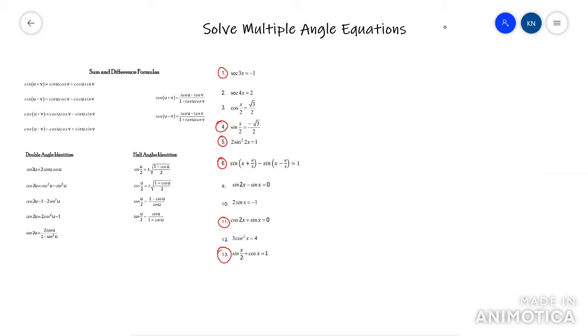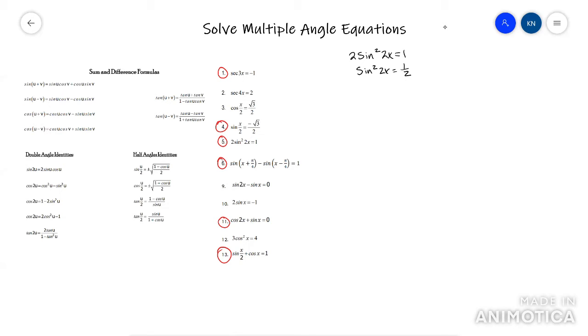Now I've got 2 sine squared 2x equals 1. All right, this one's going to get kind of tricky. So 2 sine squared 2x equals 1. First thing I would do is divide by 2. So sine squared of 2x equals 1/2.